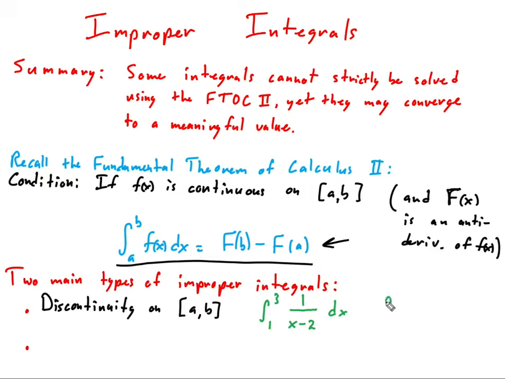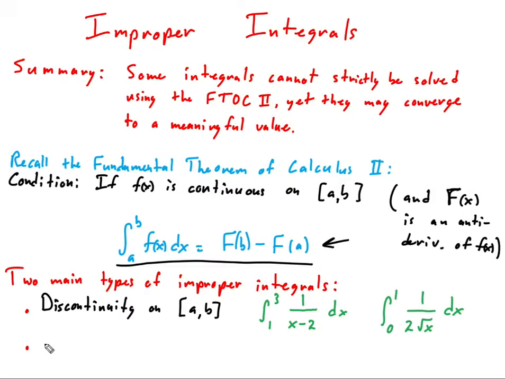Another example would be the integral from 0 to 1 of 1 divided by 2 square root of x dx. Once again, if we plug in x equals 0, we have a discontinuity, so this function is not continuous on this closed interval. This first integral does not converge to any value. The second integral does.